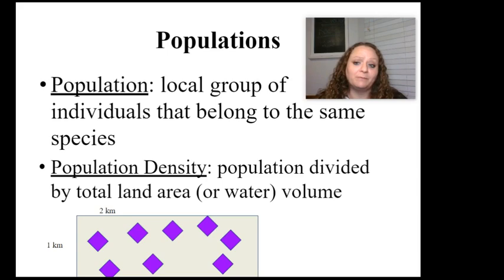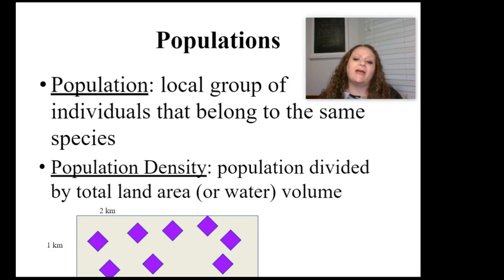We also might use population density to determine how many organisms there are in the population. So let's say that we don't want to count how many of a specific organism exist in a 200 square kilometer area, but we can count how many are in 1 kilometer or how many are in a meter squared.